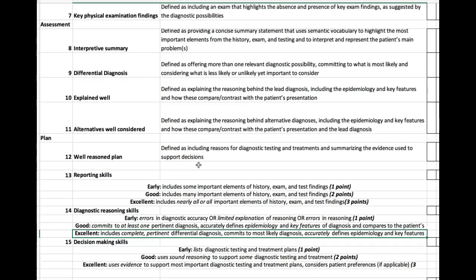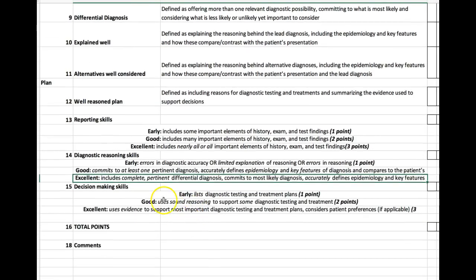Nebulized albuterol, Q4 hours, space out to Q6 hours as the patient can tolerate. And you'll see here that under decision-making skills, one of the points is that listing the diagnostic testing and treatment plan will only get you 1 point. What you need is to use evidence to support the most important diagnostic testing and treatment plans.